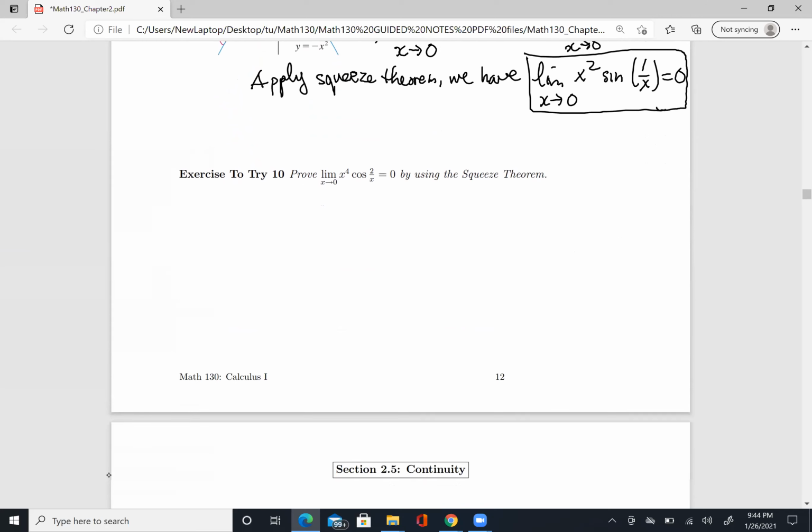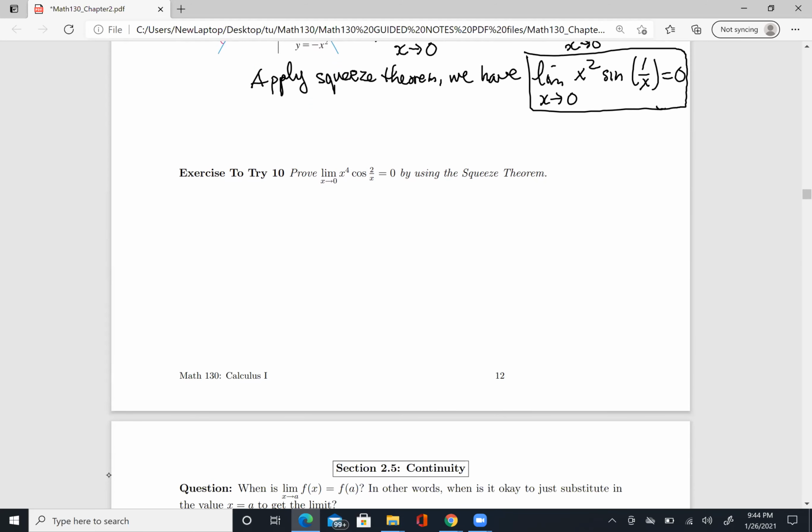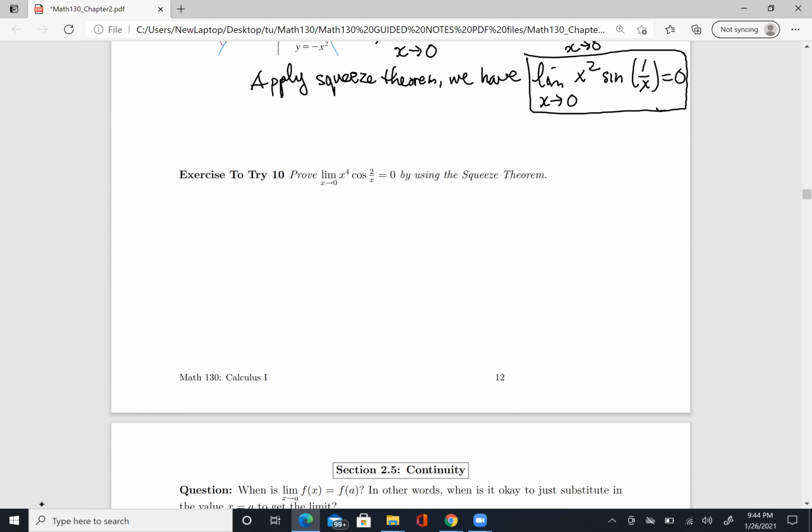Let's try an exercise. Actually, I'm going to ask you to try problem number 10 over here. Remember that we're going to try to use the squeeze theorem on this. Okay, so we're going to stop this section 2.4, and I will see you next time.